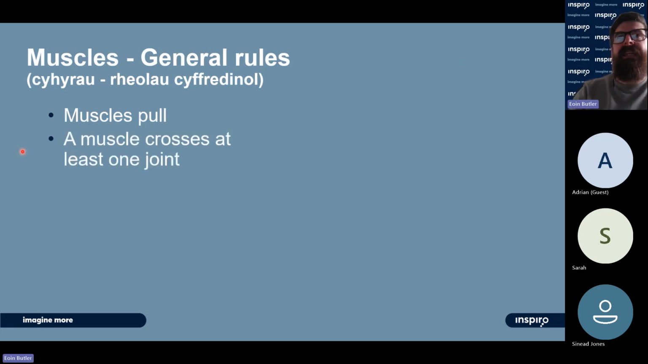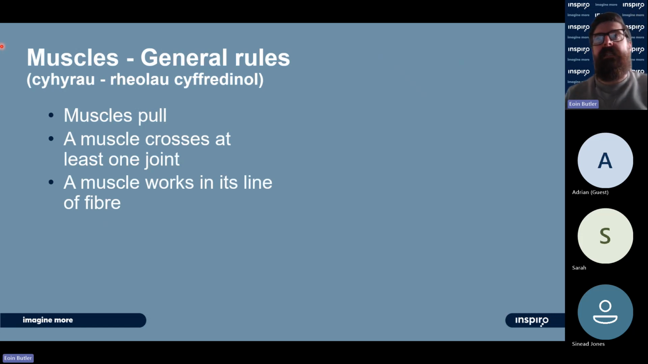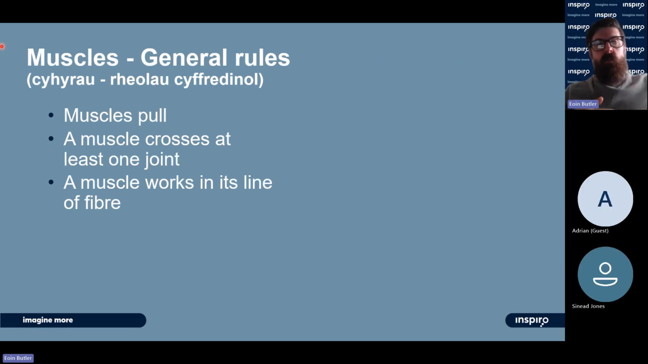A muscle crosses at least one joint. It can cross multiple joints. The pectoralis major crosses one joint, it only crosses the shoulder joint. Our hamstrings cross the knee and the hip joint, so they cross two joints. It also works in its line of fiber. My pectoralis major's line of fibers runs in this direction, so it will work in that direction. My bicep muscles' line of fiber runs in this direction, so they will work in this direction.